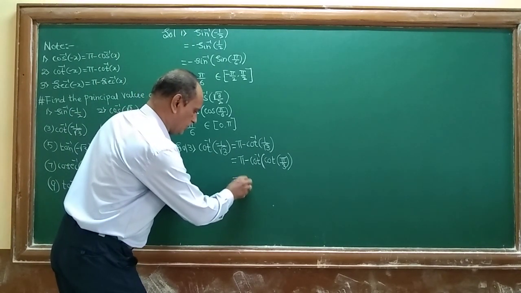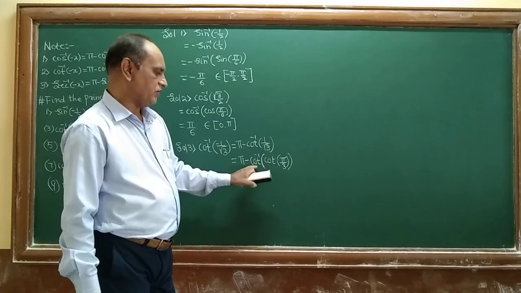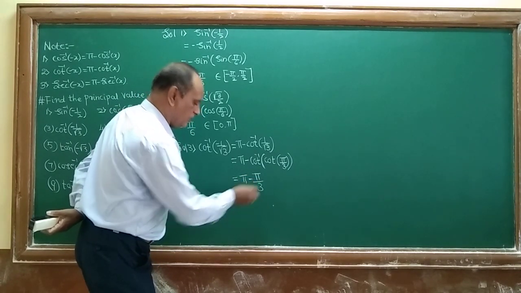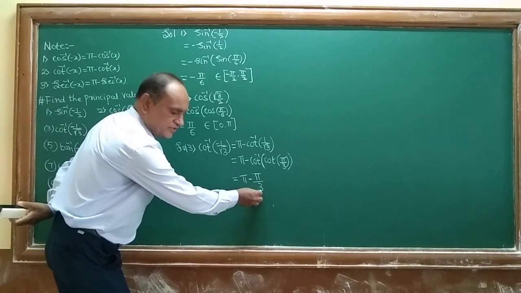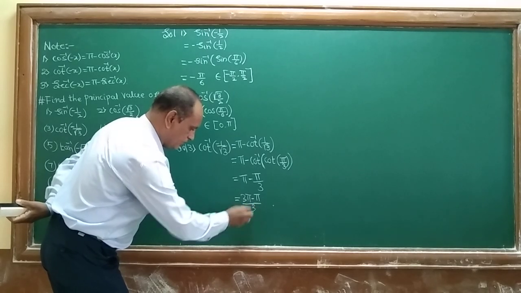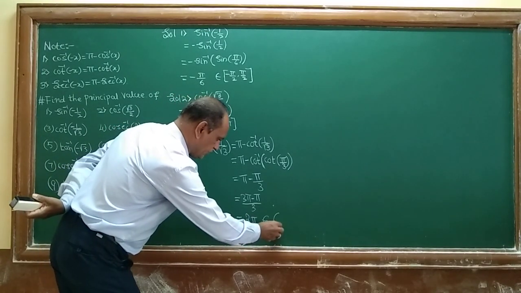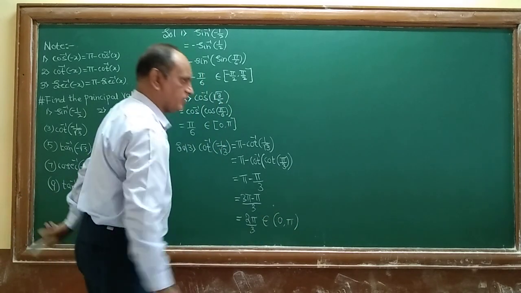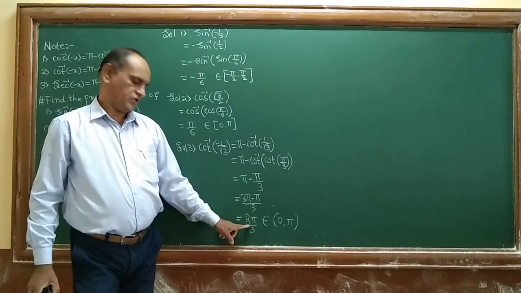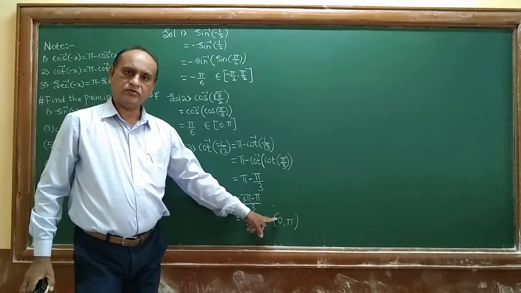So this is equal to pi minus cot inverse of cot of pi by 3, which is just the angle. So pi minus pi divided by 3, taking the LCM as 3, we get 3 pi minus pi divided by 3, which is 2 pi divided by 3. It belongs to the open interval 0 to pi. 2 into pi by 3: pi by 3 is 60, multiplied by 2 is 120. So the total angle is 120 degrees, and it belongs to the open interval 0 to pi.